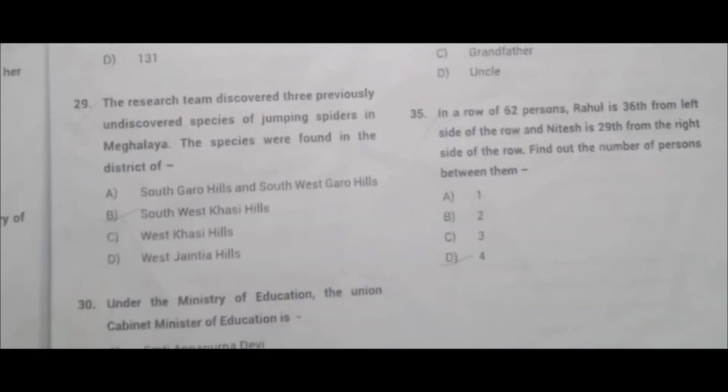Uncle. Now in a row of 62 persons, Rahul is 36th from the left side of the row and Nitesh is 29th from the right side of the row. Find out the number of persons between them. These questions are very easy and simple reasoning questions. Option number A, that is 1, all right?